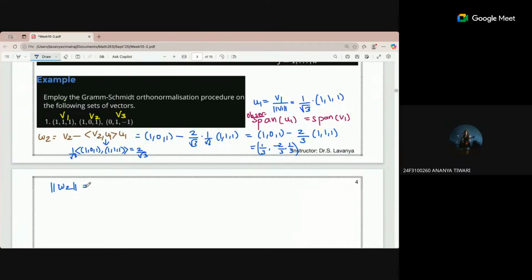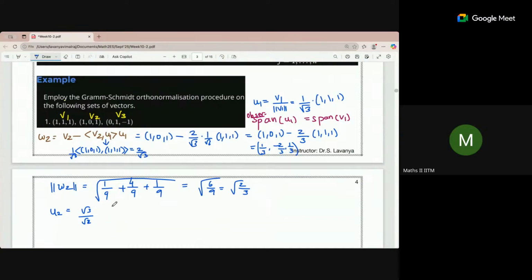Root 2. Is it just root 2? By root 3, yes, ma'am. So you have 1 by 9 and then plus 4 by 9 and then plus 1 by 9, the whole square root, right? Square of each of these terms. So this is actually square root of 6 by 9, which is square root of 2 by 3. Is this correct? Yes, ma'am. And so what should be your u2? U2 is this vector times 1 by root 2. So you have here root 2 by root 3, which becomes root 3 by root 2 when you put it in the denominator. And then you have 1 by 3, minus 2 by 3, comma 1 by 3. So this actually becomes 1 by root 6 times (1, minus 2, 1) when you simplify. Correct?